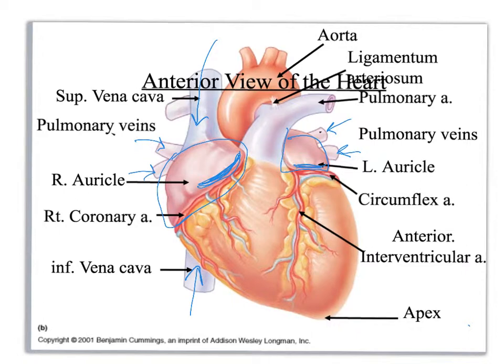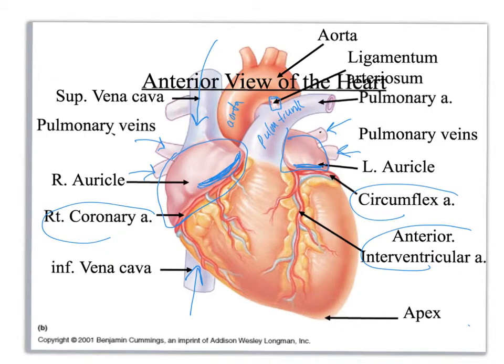Now we have some other things to look at. You've got the ligamentum arteriosum. In the fetus, it is the ductus arteriosus, okay? We'll talk more about that in a little bit. So that's your aorta, and this is your pulmonary trunk. I suggest you print these out and label them yourselves. I've got several of the vessels labeled here. I'll talk more about those in a little bit.